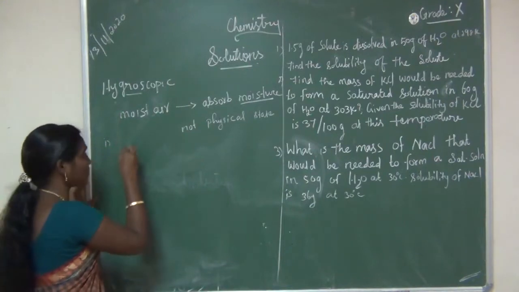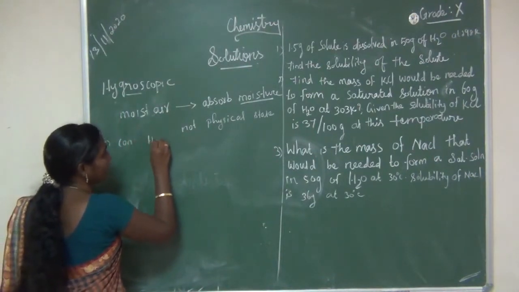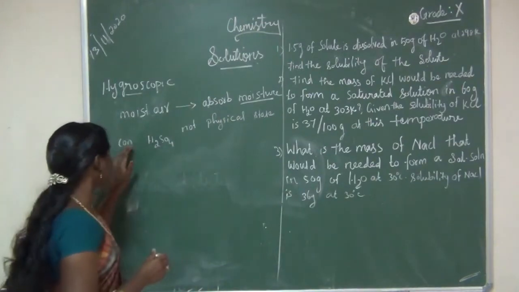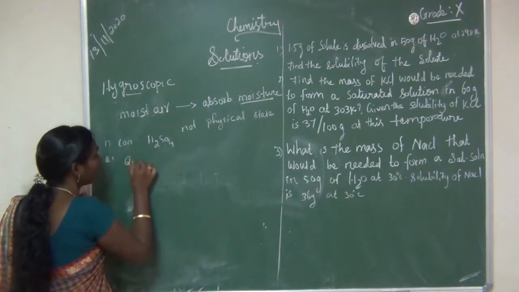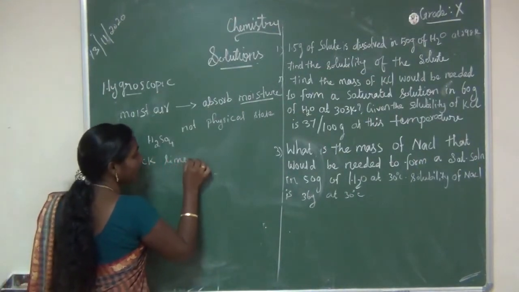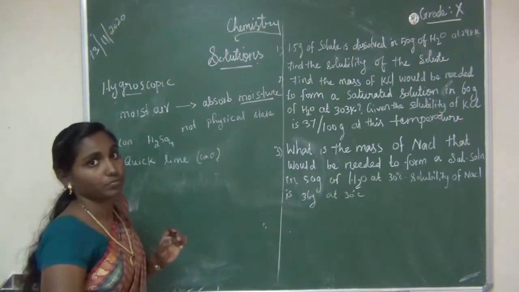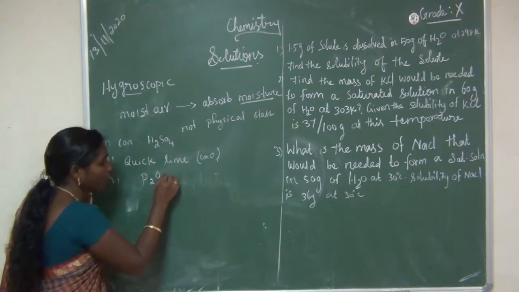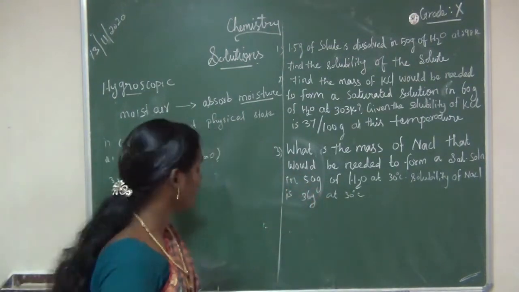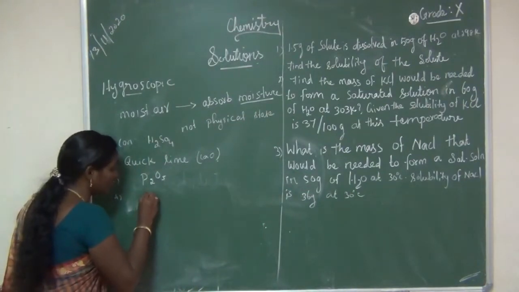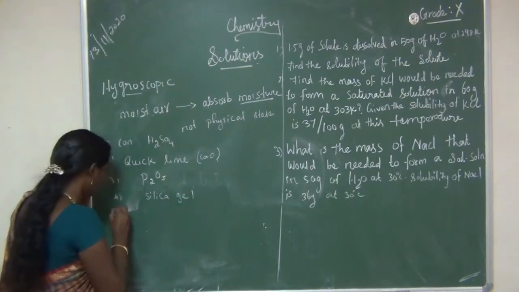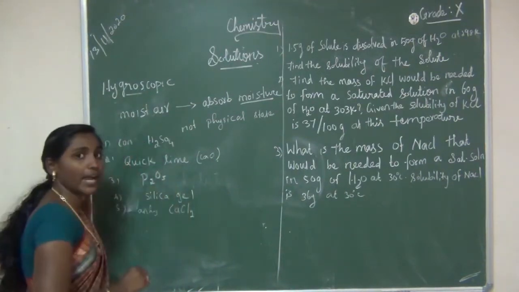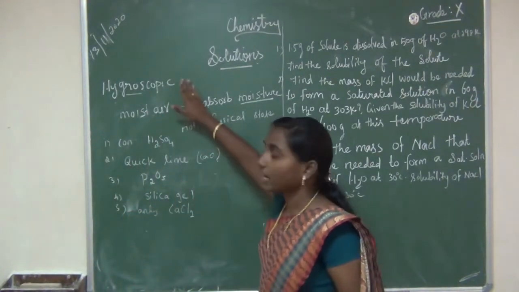Examples of hygroscopic substances: concentrated sulfuric acid, H2SO4; quicklime, calcium oxide; phosphorus pentoxide, P2O5; silica gel; and anhydrous, meaning drying form, calcium chloride salt. These are the examples for hygroscopic substances.